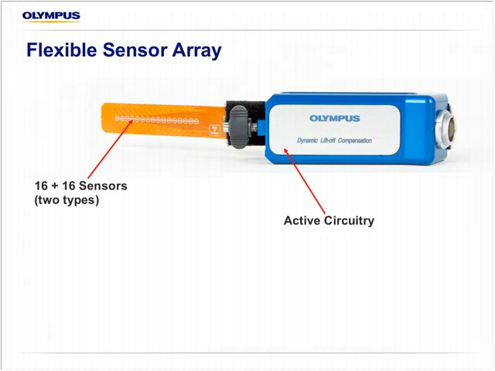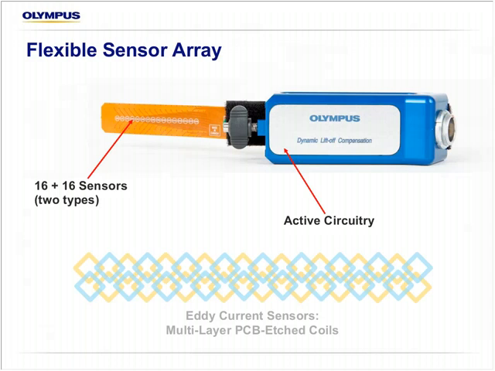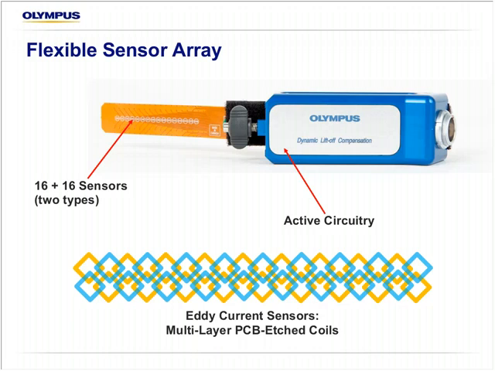So the sensor itself, we're getting into more details of the sensors. It has 16 plus 16 sensors, and there are 2 types. We're going to explain that. And it has active circuitry, amplifiers, and various things in the connector handle that makes that possible in a detachable format. And this is a picture at the lower screen that shows probably the closest to the actual sensor.